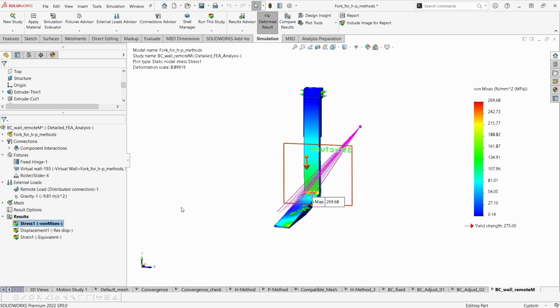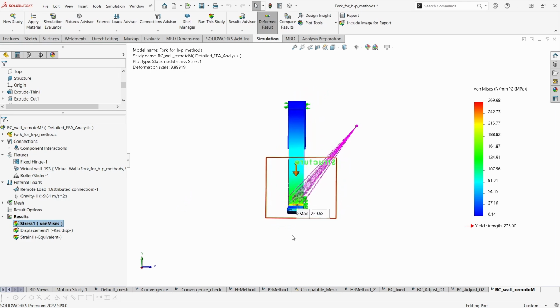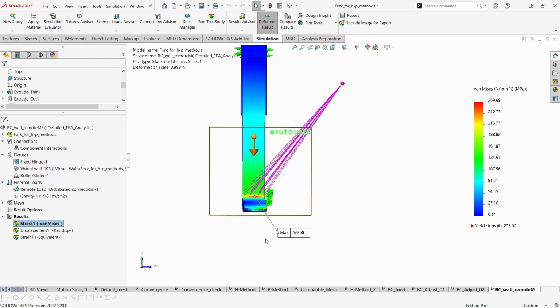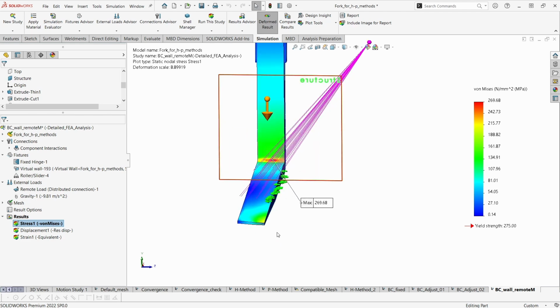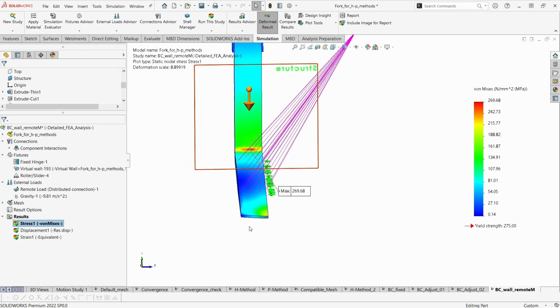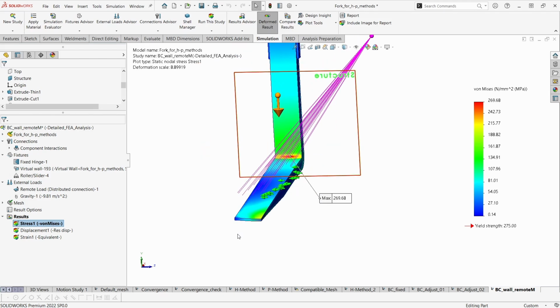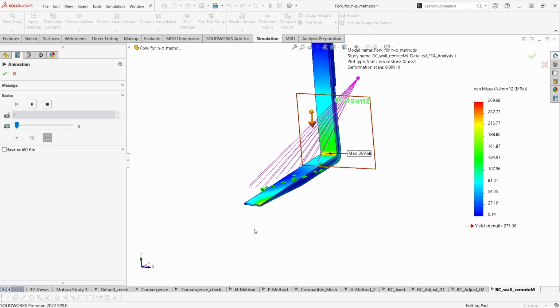Let's review them. Okay, the first thing that we can appreciate is that now we don't have that twisting effect, or at least we minimize it a lot with this restriction. As we are just restricting this translation, we could appreciate a little twisting, but not as before. I will animate it. We can see a clean movement in the vertical direction. That is what we were looking for. Good. I will exit from here.